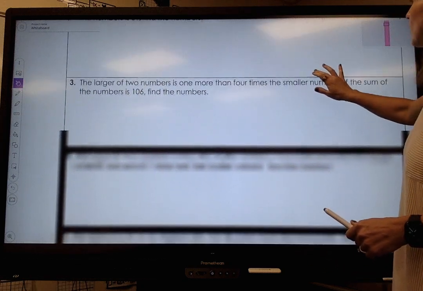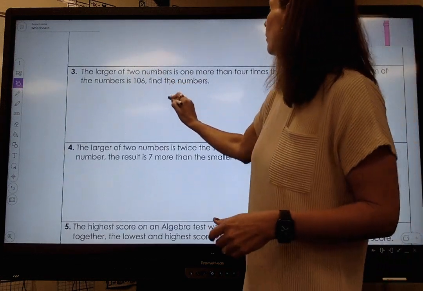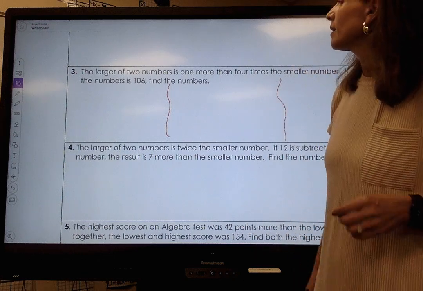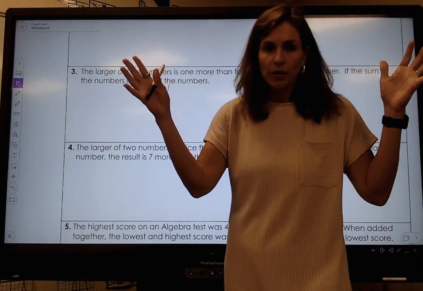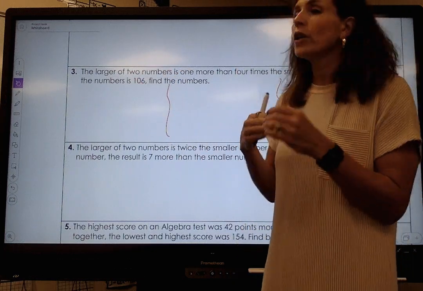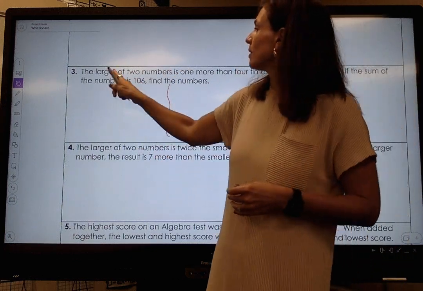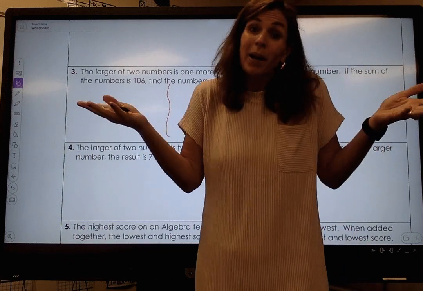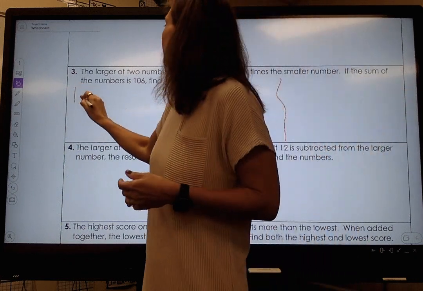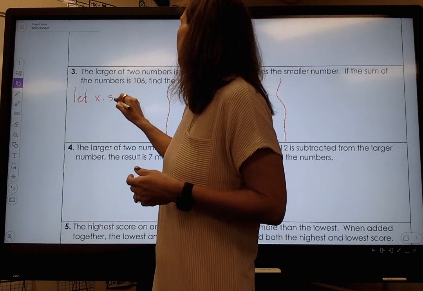All right, so again, I want to do 3 separate columns. It says the larger of two numbers is 1 more than 4 times the smaller. Sounds like a bunch of gibberish to me right now. Which one's not being talked about? Well, it says the larger of two numbers is 4 more than the smaller one. So the one we know nothing about is the small number. So I'm going to let x be the small number.